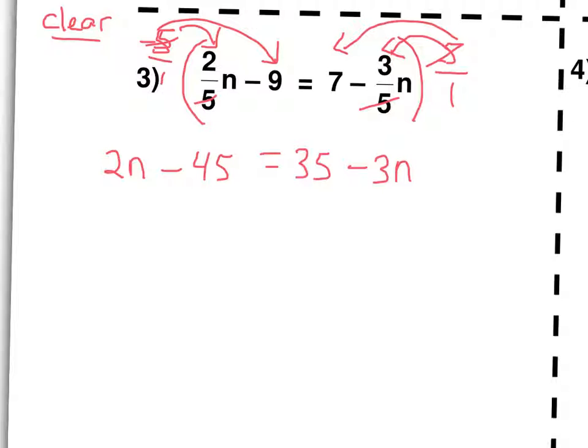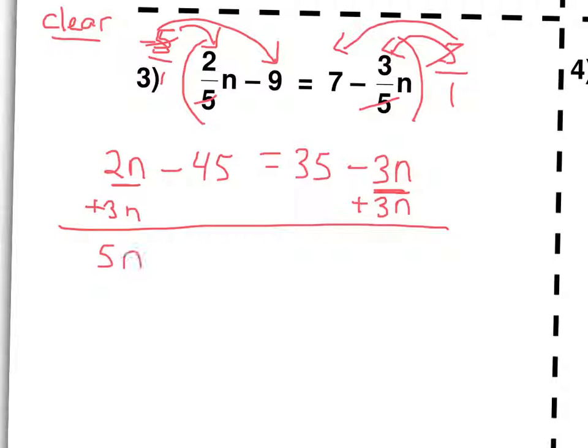Now I have variables on both sides. So I have a 2n here, and I have a minus 3n. So let's move the one to the right. So let's add 3n, remember opposite operations, add 3n to that side, and add 3n to this side, draw your line. You get 5n here, minus 45 is equal to, now these n's are canceled, and it's equal to 35.